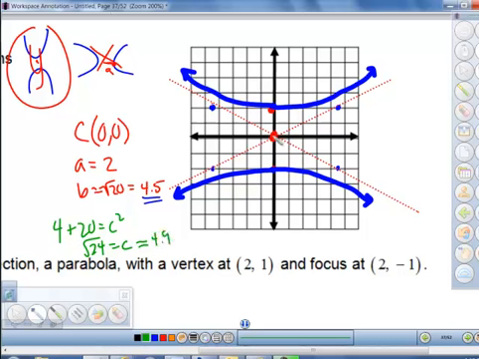Okay? So from the center, this center right here, I'm going to go up 4.9. So 1, 2, 3, 4.9. That's where my foci is. So from here, 1, 2, 3, 4.9. Okay, so that's the foci.